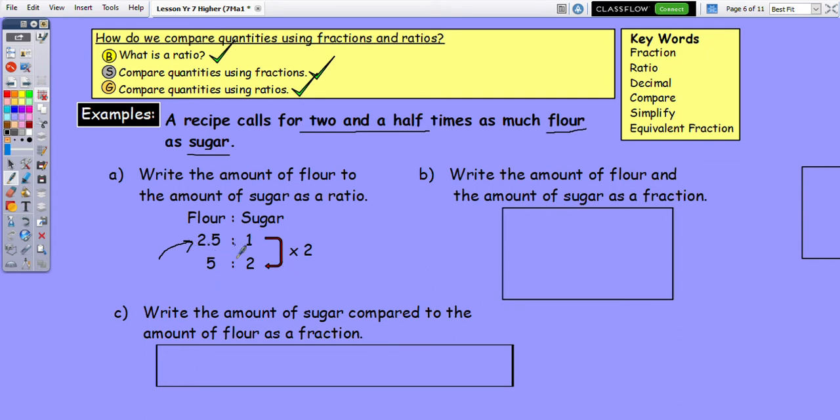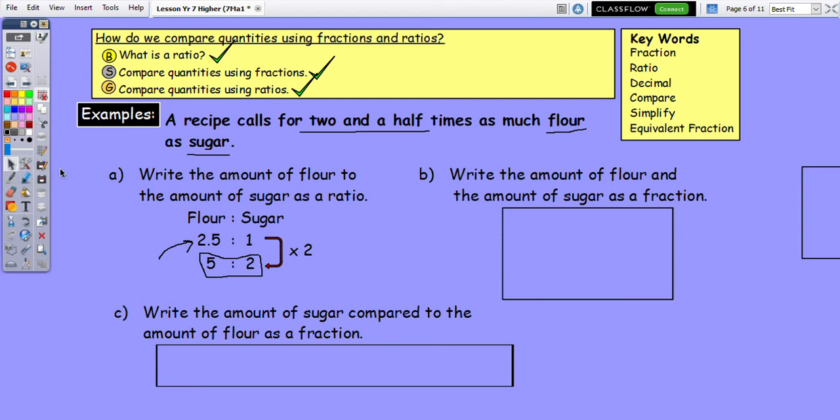So I'm allowed to multiply by 2 or double. If I double these two numbers, I get 5 to 2. And I'm allowed to do that because I'm just effectively creating an equivalent fraction. So this here would be my answer. Every 5 parts flour, there are 2 parts sugar.